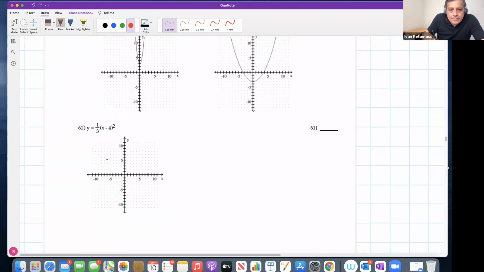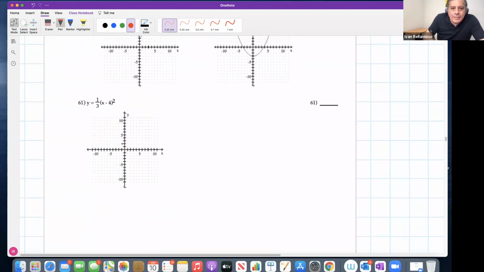This is another one, with a similar idea, but here you have to shift your graph 4 units to the right. This 1/3 will compress your original parabola. So you start with the parabola, y equals x squared. You compress it by a factor of 1/3, like this. Vertical compression.